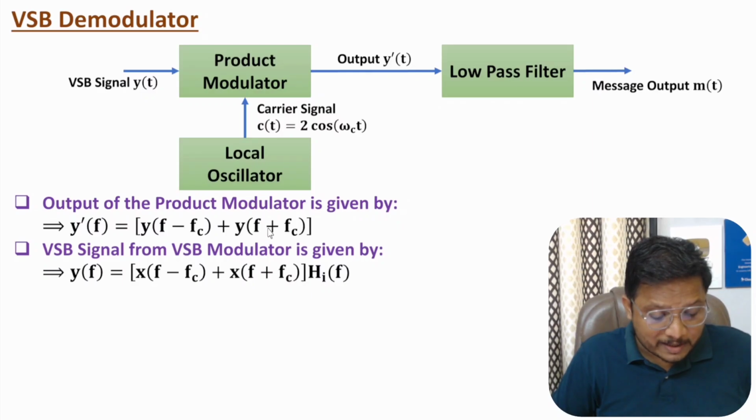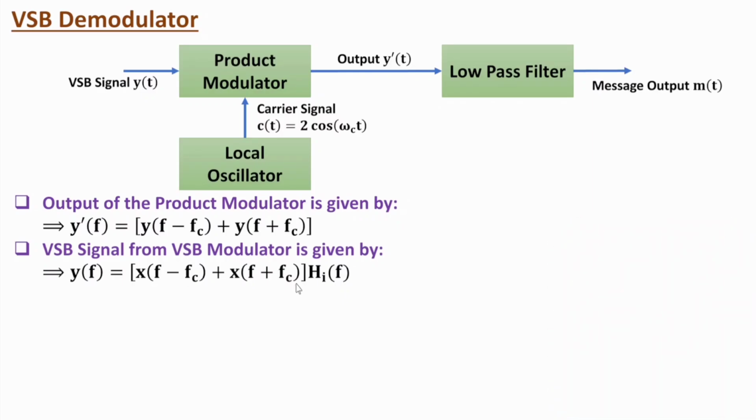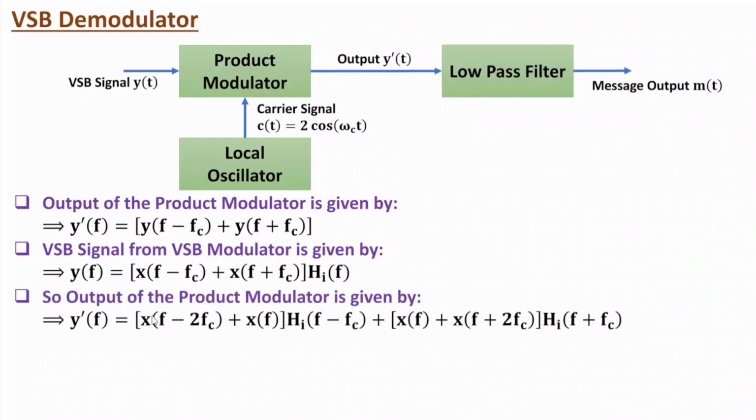And to get Y of f plus fc, in this, instead of f, we need to substitute f plus fc, right? So if you substitute that, then see here, first of all, I'm getting Y of f minus fc. So instead of f, I'm substituting f minus fc. So here we have f minus fc, meaning f minus 2fc. Here we have f, instead of that, I'm substituting f minus fc. So minus fc plus fc is getting cancelled. And here Hi of f is there, where I'm substituting f minus fc.